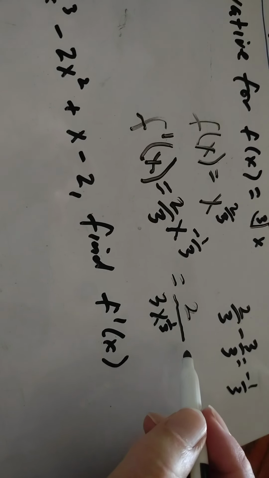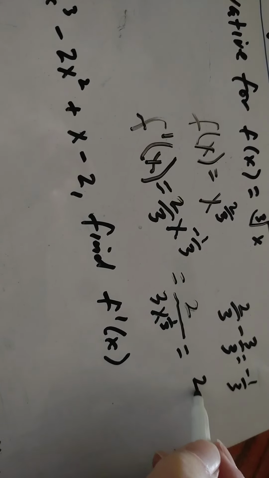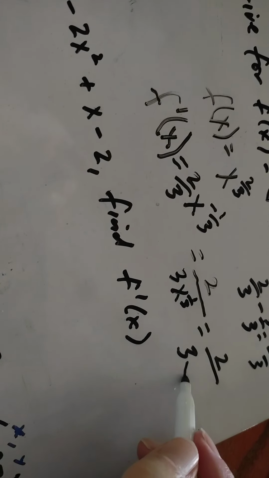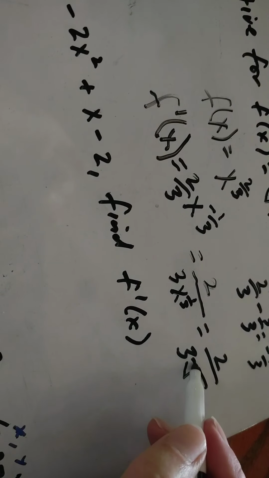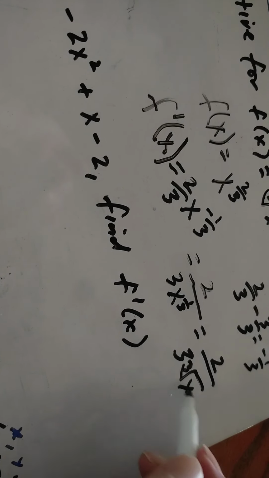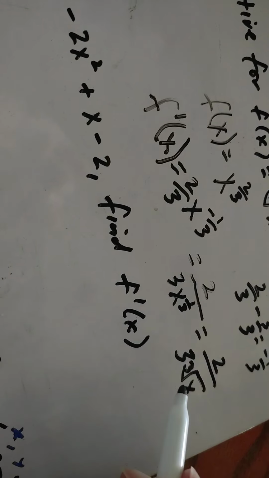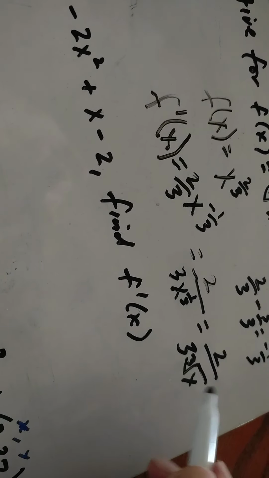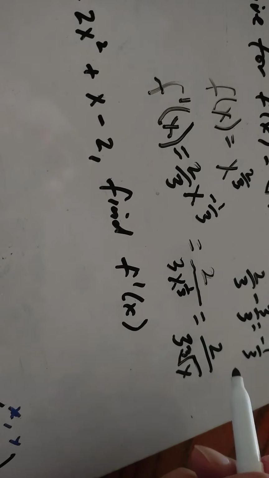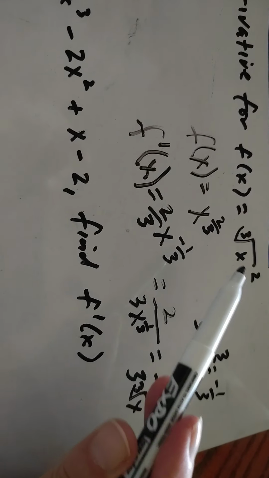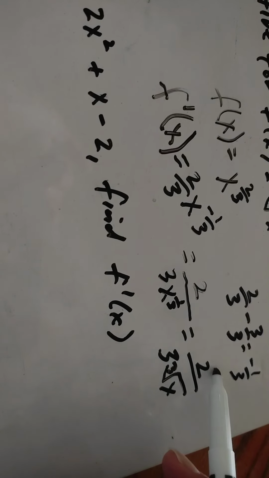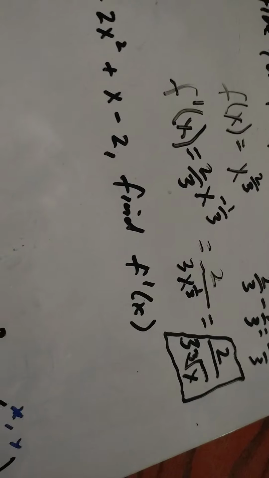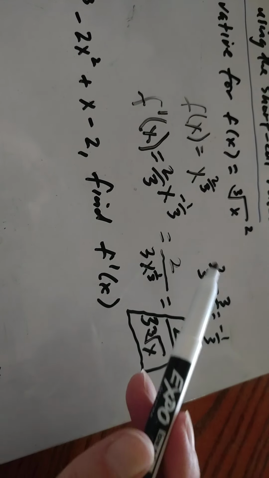And if you want to, you can rewrite it as just simply 2 over 3 times the cube root of x, because a 1/3 power means cube root. Remember, the denominator is your index, your root. The numerator is 1, so you don't have to write power of 1. So that's my final answer. Since the original question used radicals, it doesn't hurt to return to radicals in your final answer. So there is my first answer. This will be the derivative of the given function.